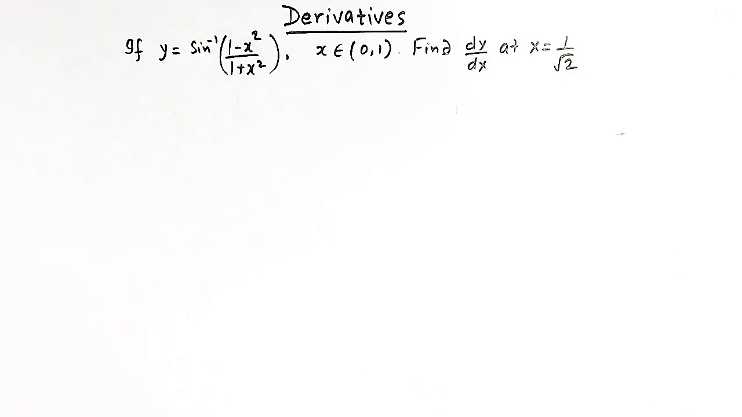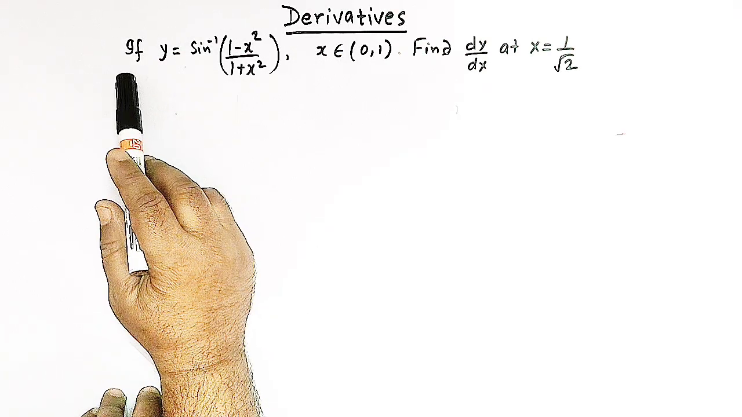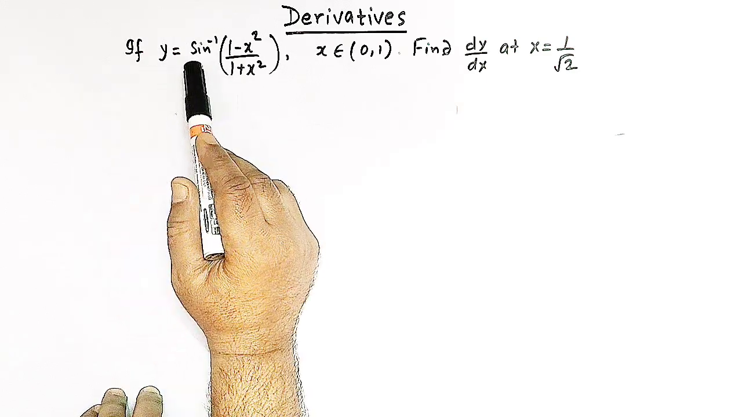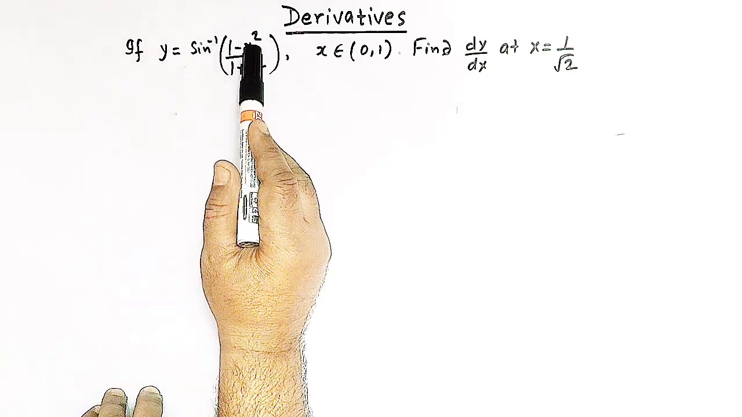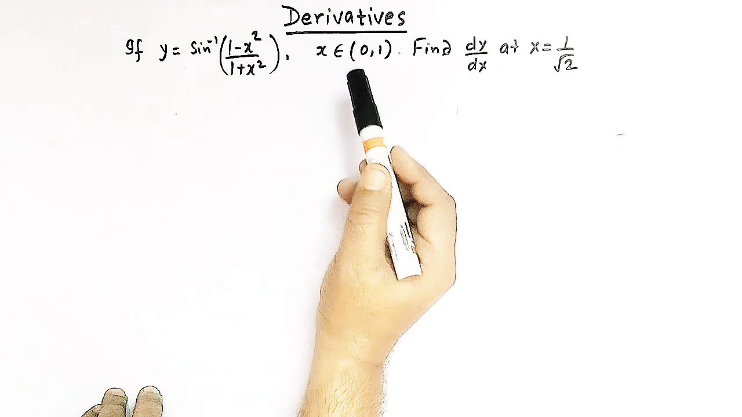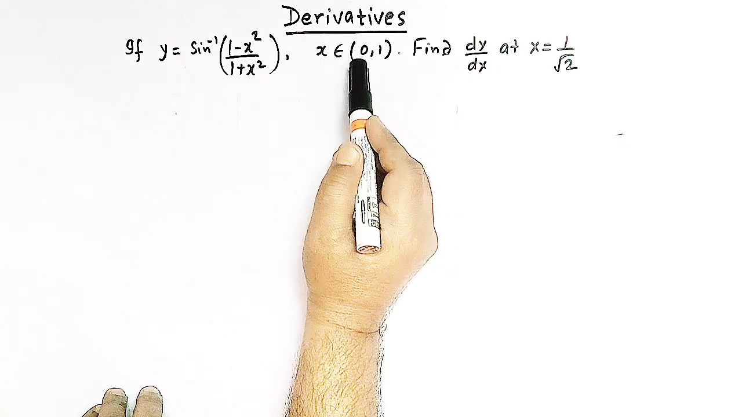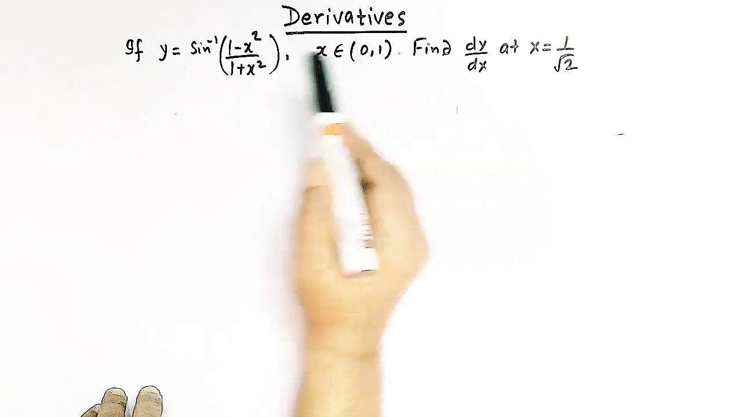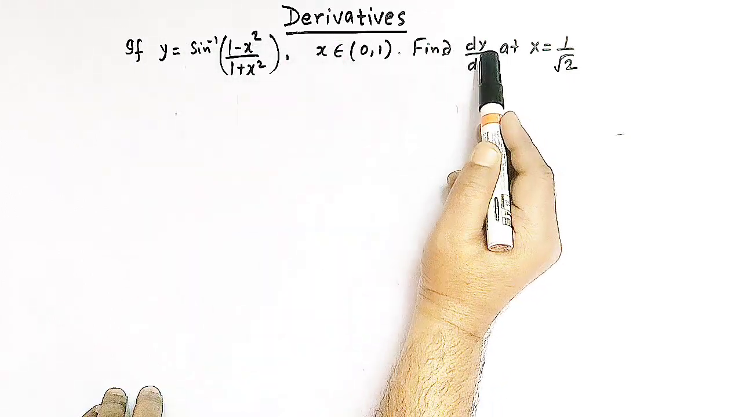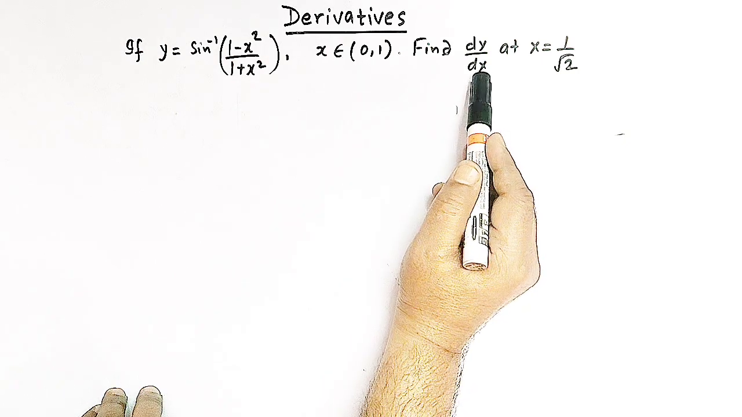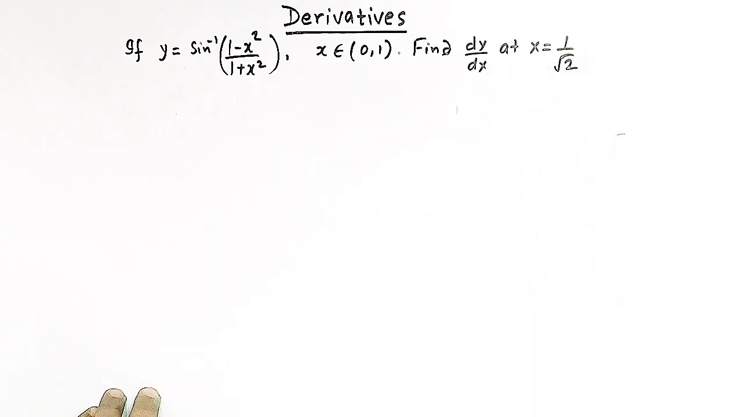Hello viewers, in today's session we are going to discuss another conceptual problem from derivatives. We are given a function y that is equal to sine inverse of (1 minus x square) over (1 plus x square), where x belongs to the open interval (0, 1), and we have to find the derivative of y with respect to x at x is equal to 1 over square root of 2.